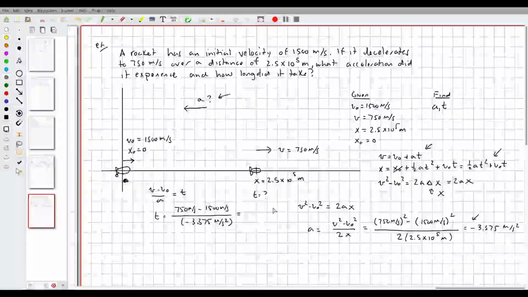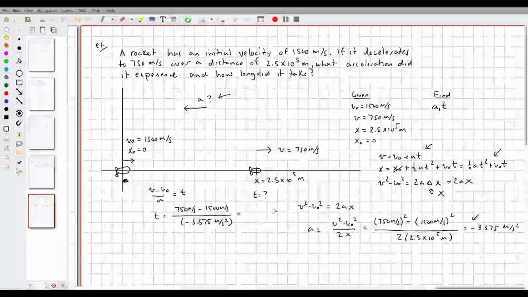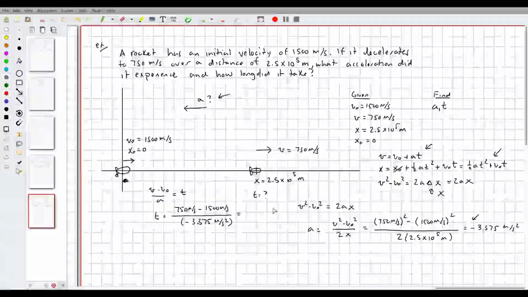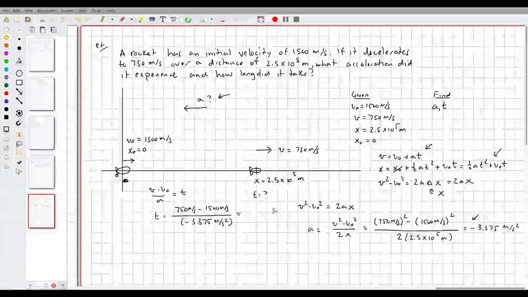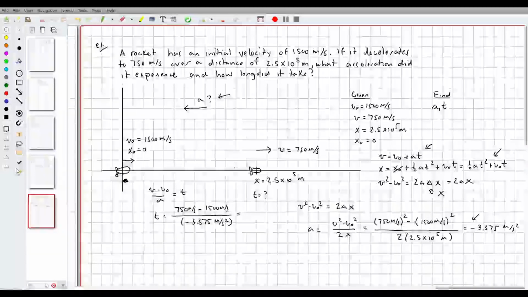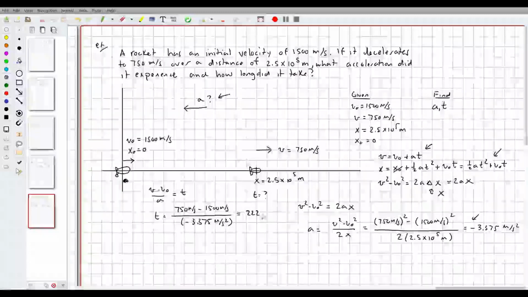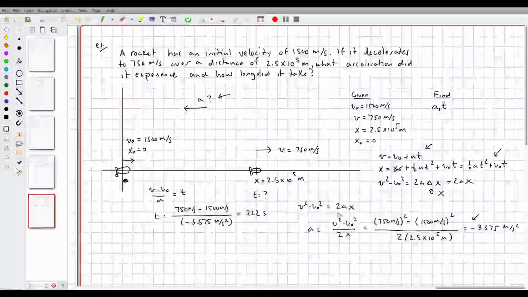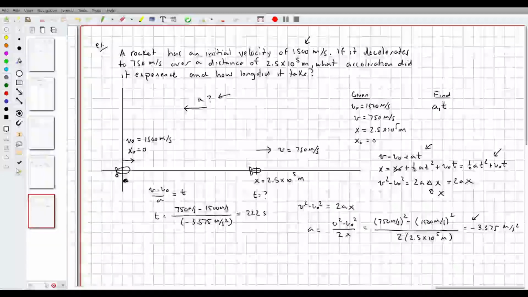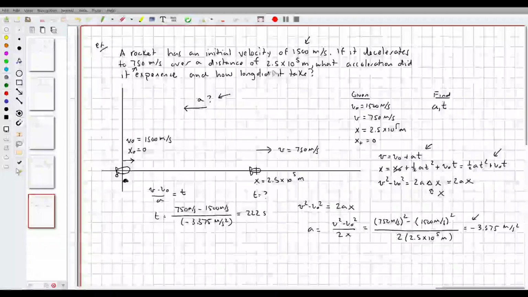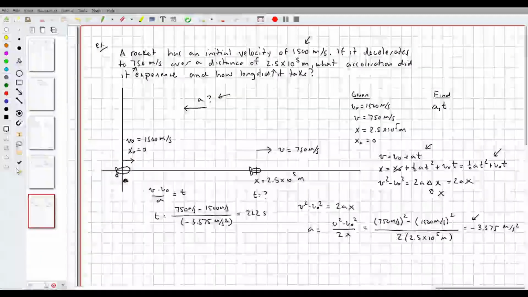Put this in your calculator. 1500 minus 750. Divide that by minus 3.375. And you get 222.22 repeating seconds. Now, if I take a look at my problem here, I see 2 sig figs here, I see 2 sig figs here, I see 2 sig figs here, which means at the end of the day, we're going to round these to 2 significant digits.